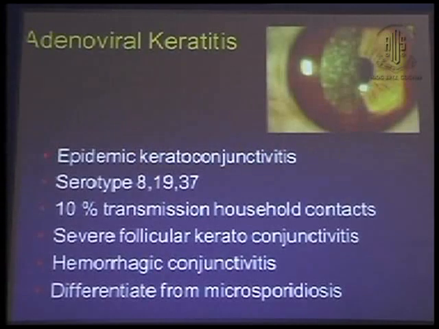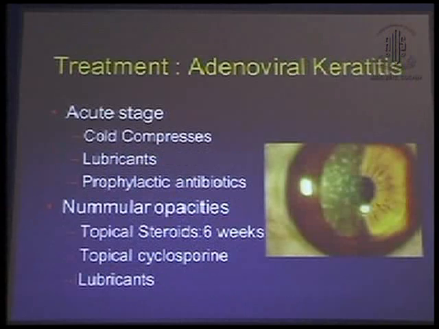And coming to the last part, that is the adenoviral keratitis, which is what we most frequently encounter and which can be really bothersome, especially the nummular opacities, which just don't go by any treatment. It is because of the serotype 8, 19 and 17 of the adenovirus, and one has to differentiate it from microsporidiosis, or one has to suspect even microsporidiosis in these cases, as Prashant told you. In acute stage, one gives cold compresses, lubricants and prophylactic antibiotics. For nummular opacities, some people prefer to give only lubricants, others add topical steroids for 6 weeks, and some others use topical cyclosporin along with the lubricants.